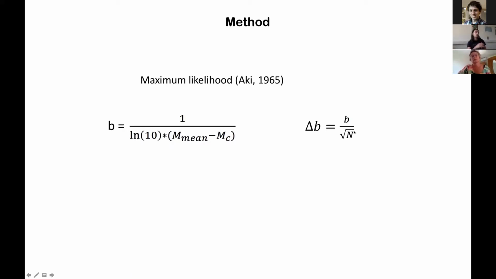So this is the most popular method to calculate b-value, and it's more robust than, for example, doing a least squares regression, fitting a straight line in the cumulative distribution.